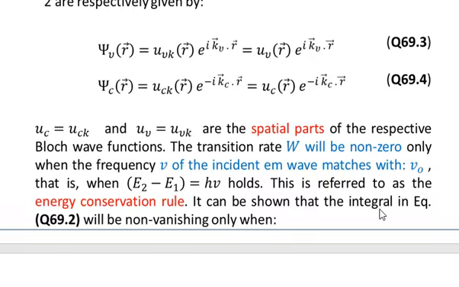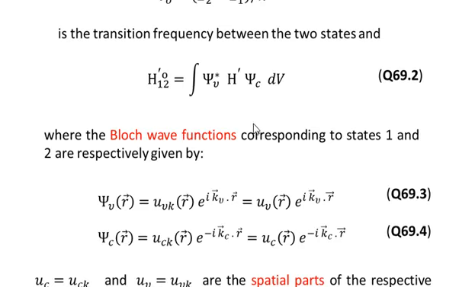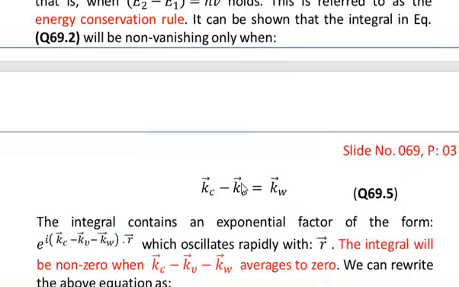It can be shown that the integral in equation number 69.2 will be non-vanishing only when Kc minus Kv is equal to Kw.